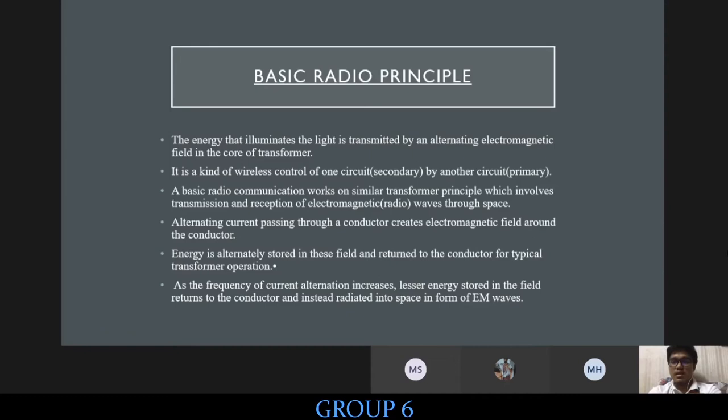Okay, next, basic radio communication works on a similar transformer principle, which involves transmission and reception of electromagnetic radio waves through space. Alternating current passing through a conductor creates an electromagnetic field around the conductor. Energy is alternately stored in this field and returned to the conductor, as in typical transformer operation. As the frequency of the current alternation increases, less energy stored in the field returns to the conductor and instead is radiated into space in the form of EM waves.